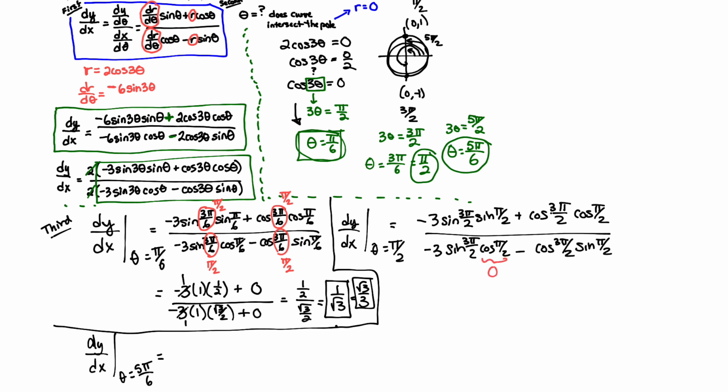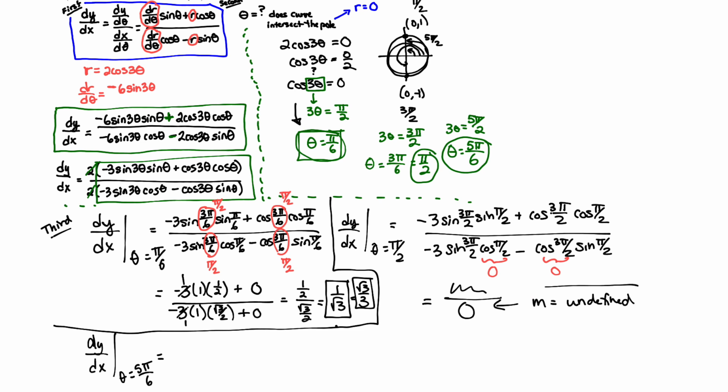Well, that's 0. That's 0. Are you guys getting at pi over 2 that you get 0 on the bottom? Yeah. It doesn't even matter what's on top. You're getting 0 on the bottom, which means your slope is undefined. So for the second one, your slope is undefined.